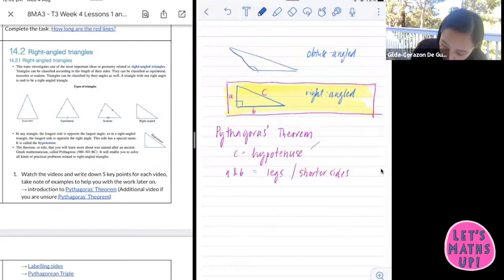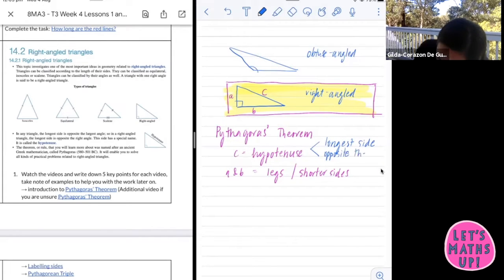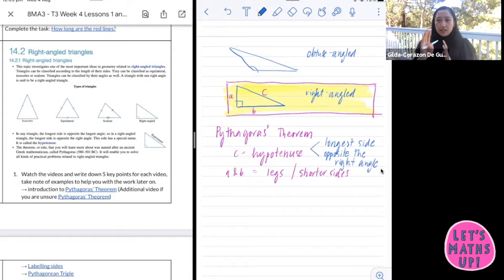There are 2 important things about the hypotenuse. One is that it's always the longest side, and it's always the one opposite the right angle. When I say opposite, it's in front of you, right?